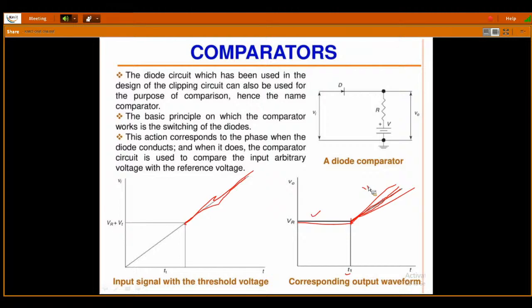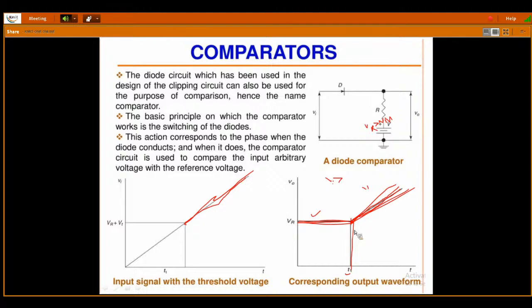Now what is the conclusion from the output waveform? Whenever a constant voltage is there up to the time t1, what is the status of this circuit? Your reference voltage VR is greater than your input voltage. That's why the diode is in reverse bias, and only the constant reference voltage comes out. From t1 onwards, your input voltage is greater than your reference voltage. That's why the output is following the input.